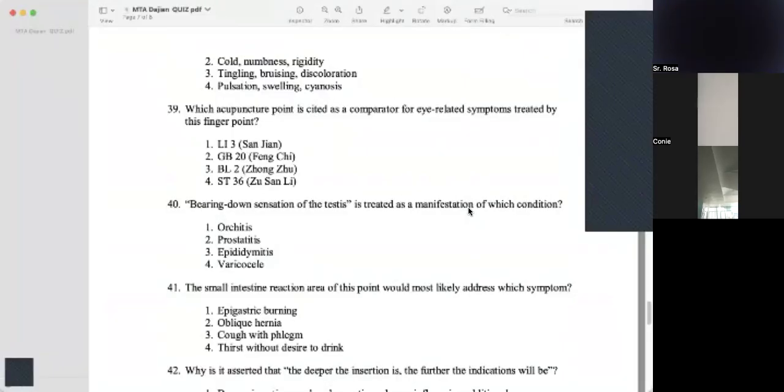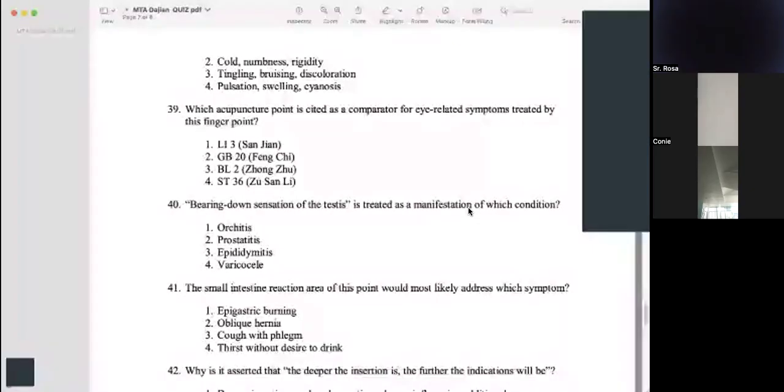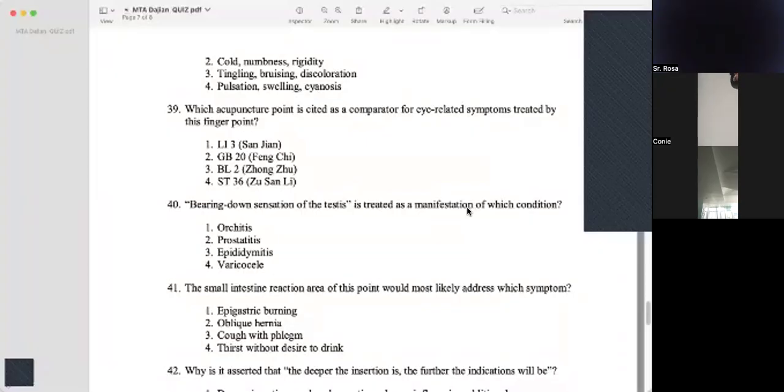Which acupuncture point is cited as a comparator for eye-related symptoms treated by this finger point? So this can also treat the eyes. Kasi di ba the heart nandoon sa inner canthus? Ay, sa canthi, di ba? Lateral and medial. So what's the answer? LI3. Or bladder 2? LI3. Kasi doon, LI3.